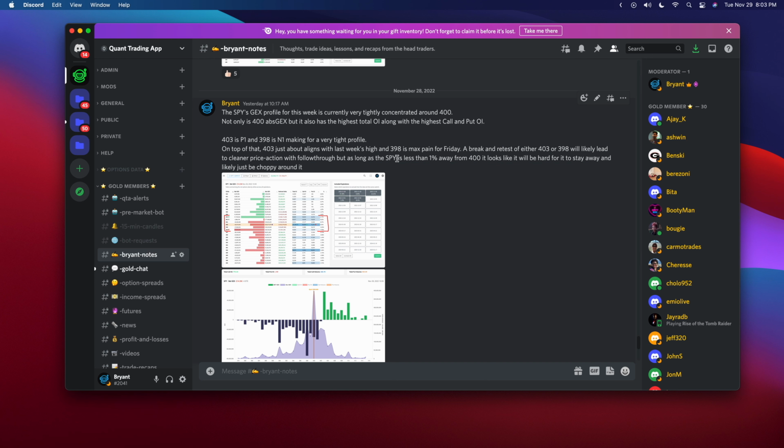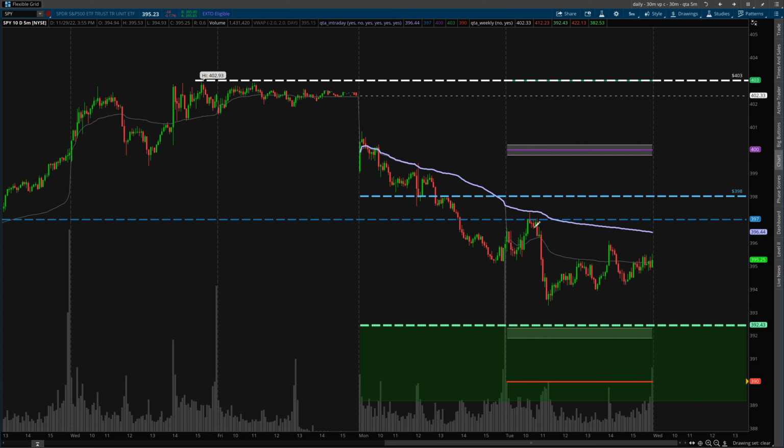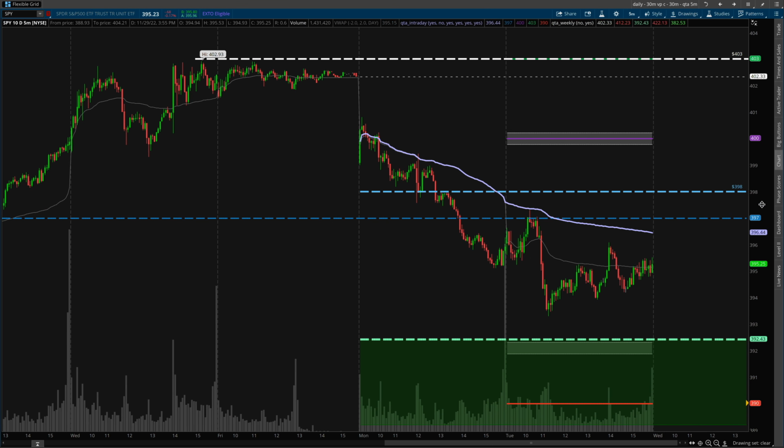But as long as the SPY is less than 1% away from 400, it looks like it will be hard for it to stay away and likely to be choppy around it. So what I'm implying by that, guys, is if you see levels that are this tight, if a level breaks, which is what happened yesterday, the market sold off a little bit, and we hit the max pain strike, which was visible on our charts, price bounced, and then we broke below it. Now we can see a little bit of consolidation.